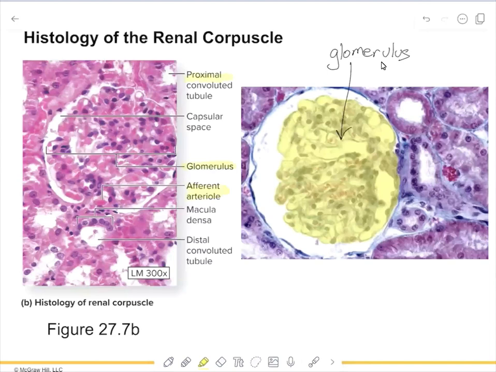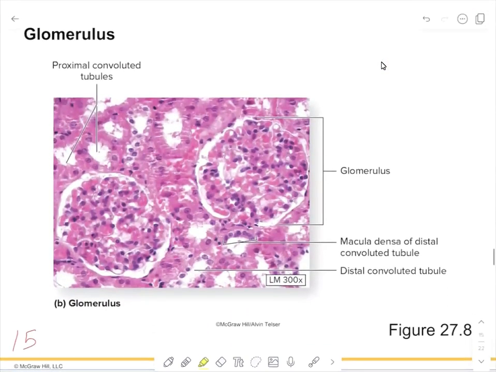This is showing the cross-section of the proximal convoluted tubule, which we can also see shown right here. So this would be another PCT. Surrounding the glomerulus is the capsular space, which would be this space right here, the capsular space. And then you can also see a cross-section of the DCT shown on the image to your left. So this slide is showing a glomerulus here. And we can also see a proximal convoluted tubule as well as a distal convoluted tubule.